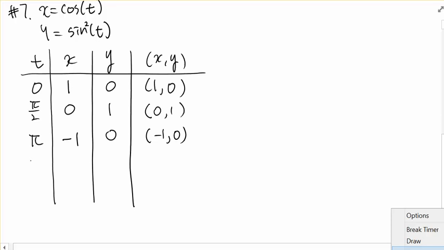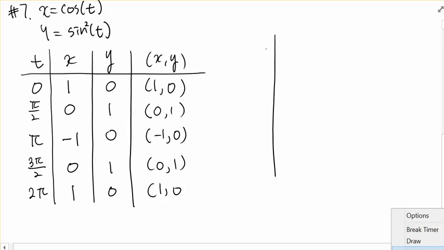When t equals 3 pi over 2, x equals 0, y equals 1, and 0 comma 1. Lastly, when t equals 2 pi, x equals 1, y equals 0, so x comma y equals 1 comma 0.